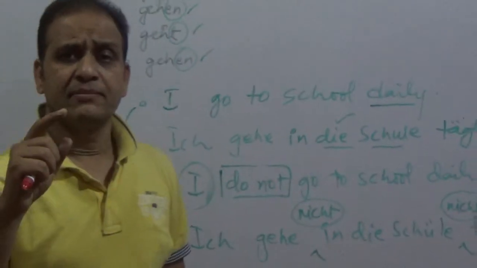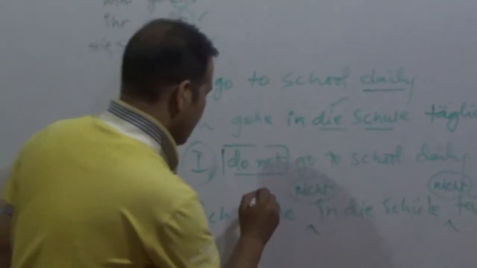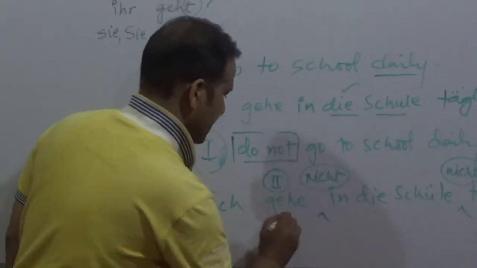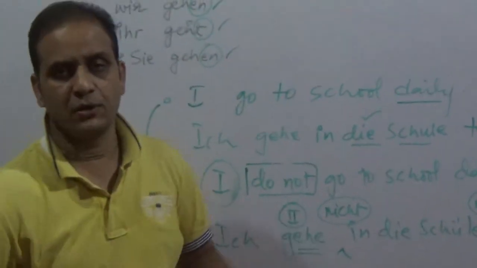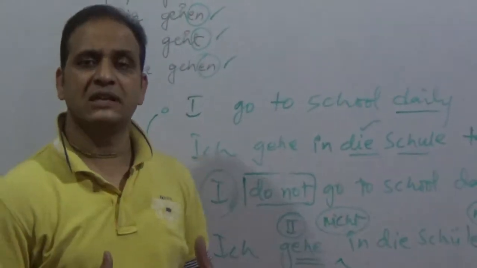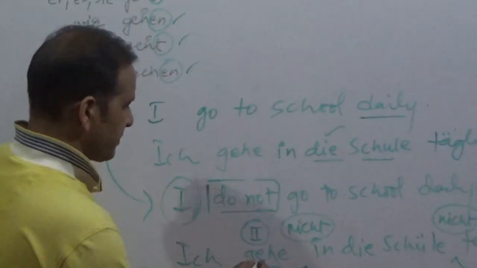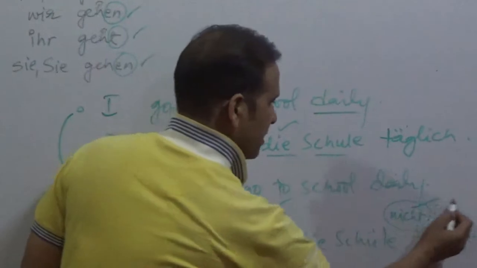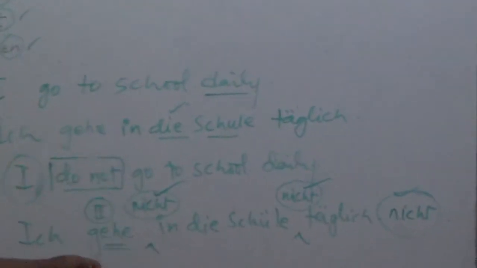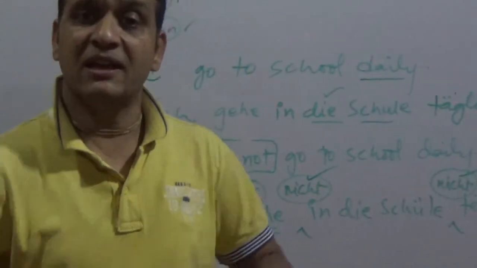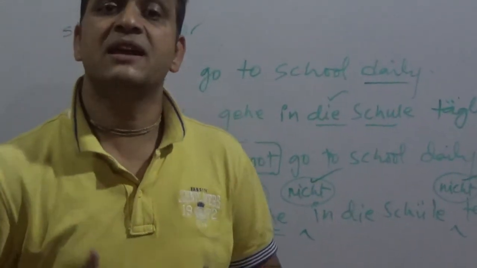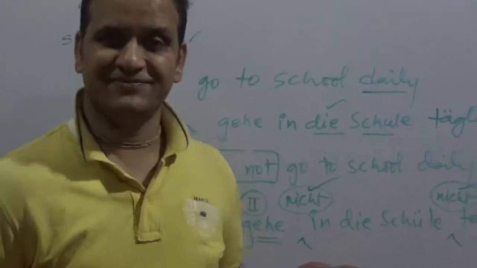So in German, what you have to keep in your mind is verbs should come at the second place. That is the most important thing. And the rest of the things you can write wherever you want. That is not a big deal. That's not a big problem. So nicht you can write here or here or here. That will be correct. Ich gehe in die Schule nicht täglich. Ich gehe nicht in die Schule täglich. Ich gehe in die Schule täglich nicht.